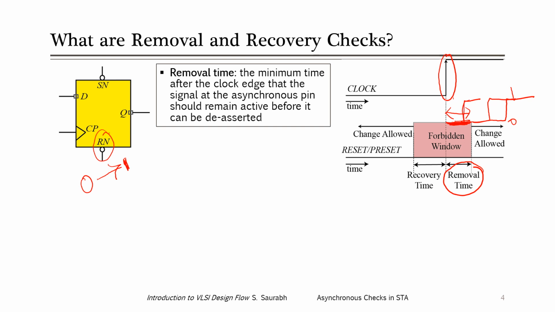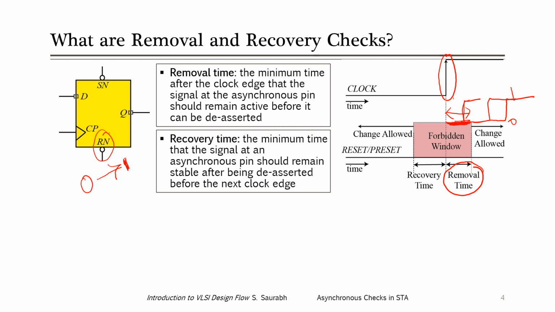Similarly, there is what is known as the recovery check. So recovery time is the minimum time that the signal at an asynchronous pin should remain stable after being deasserted, before the clock edge. What it means is that the asynchronous pin shouldn't be deasserted sometime before the clock edge, and that time is the recovery time. So before the clock edge also, it shouldn't change within this region. This is the recovery time, right?